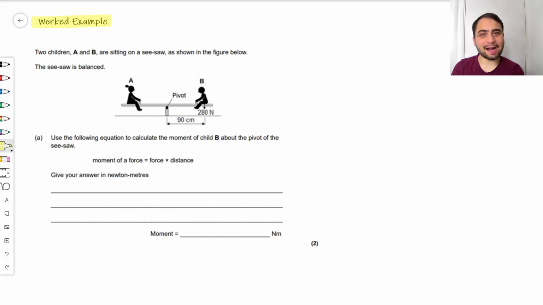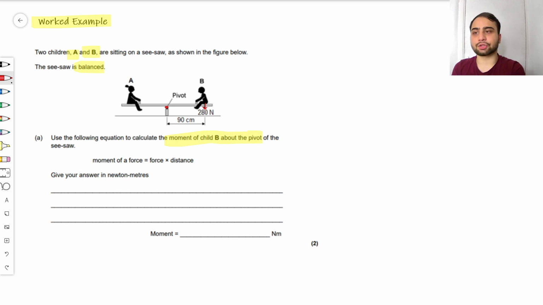As always, we're going to highlight all of our keywords. So two children, A and B, are sitting on a seesaw as shown in the figure below. The seesaw is balanced, so we're looking at equilibrium. Now, use the following equation to calculate the moment of child B about the pivot for the seesaw. So we're looking at the force B here about this pivot over here.